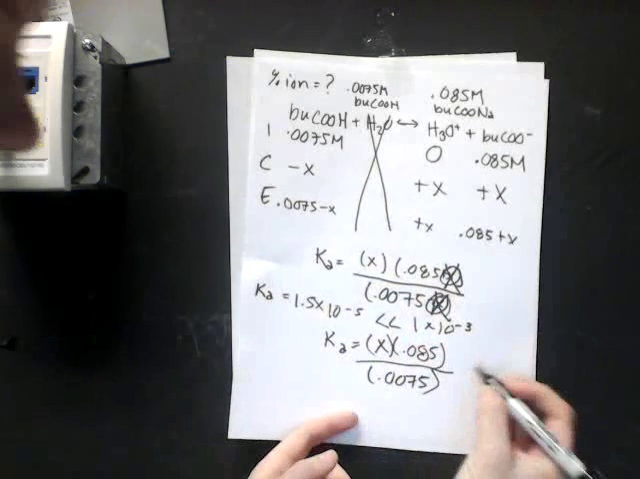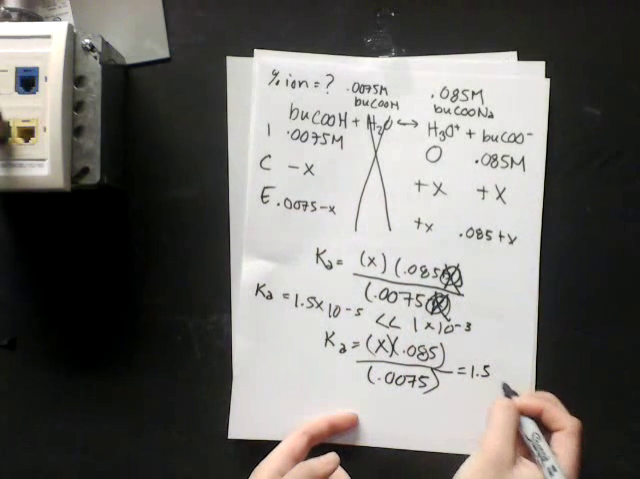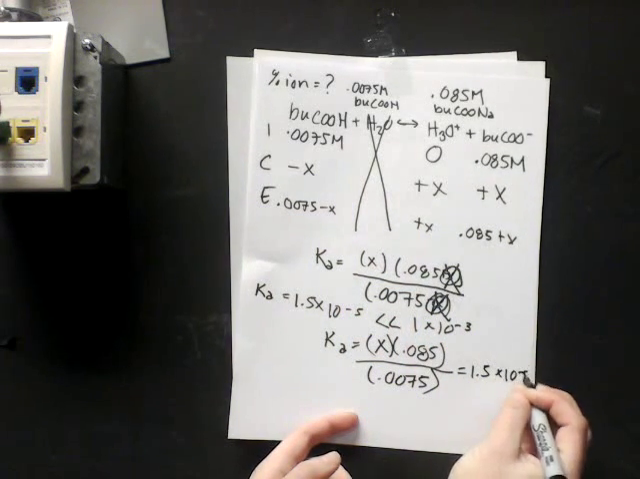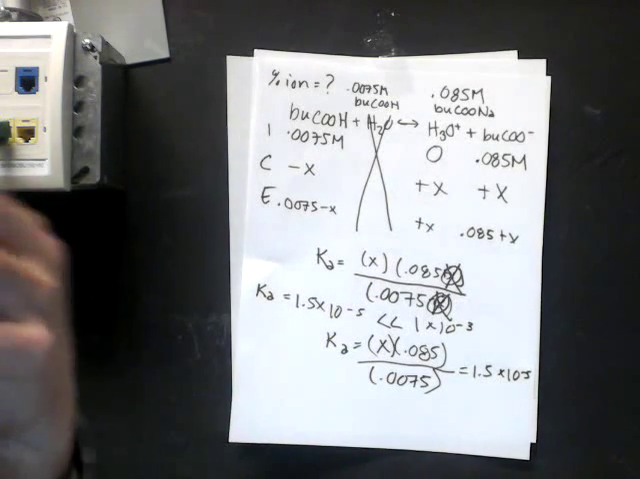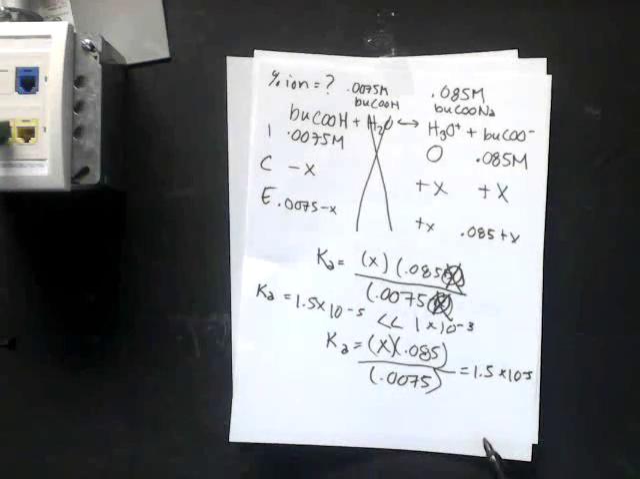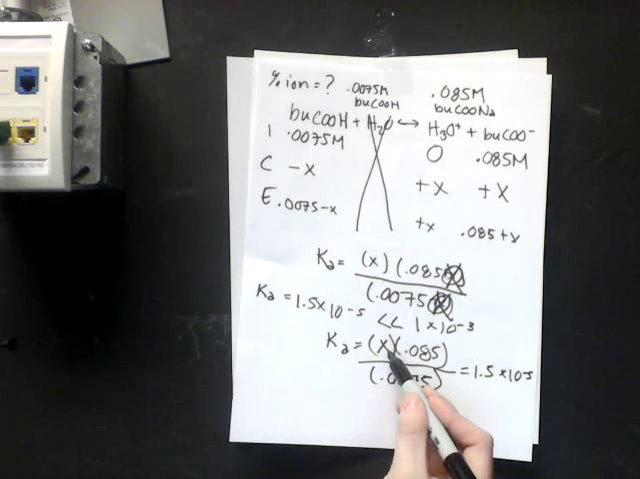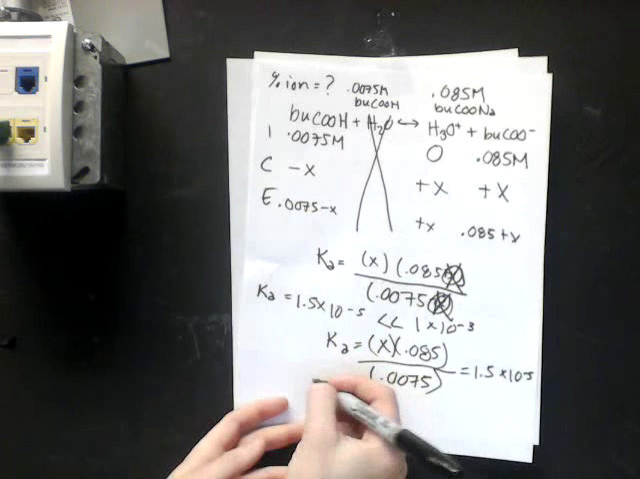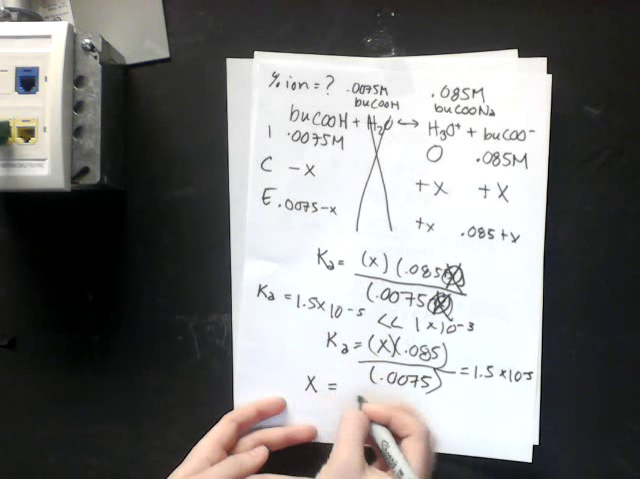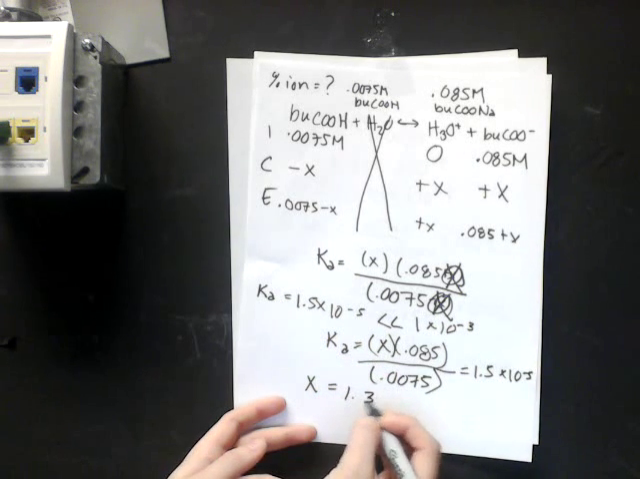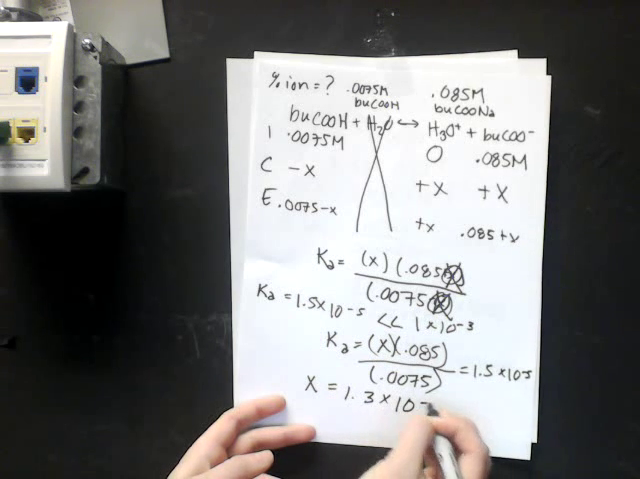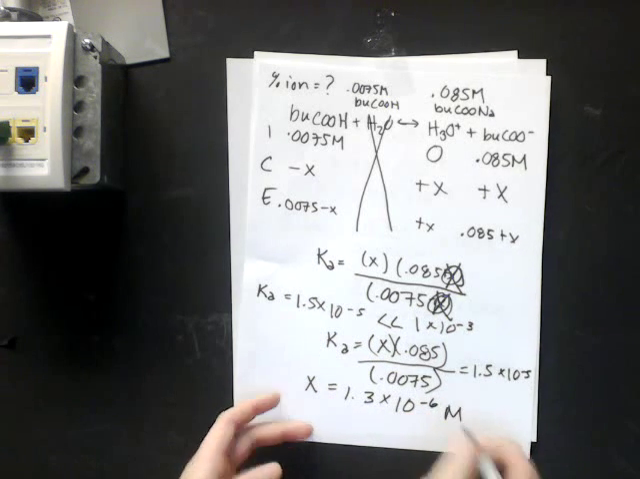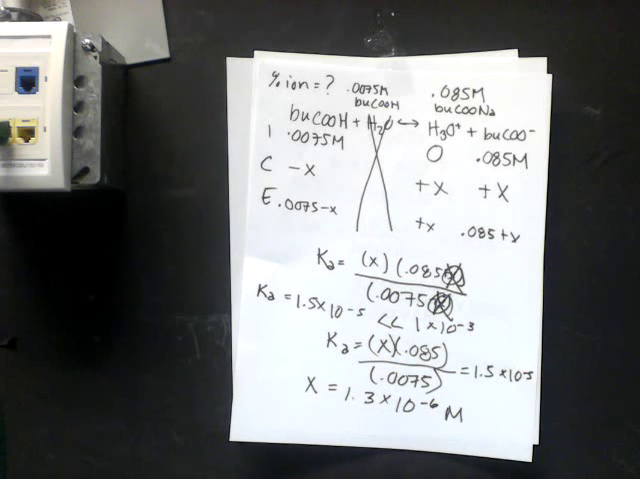And of course the Ka is equal to 1.5 times 10 to the negative 5. So again, I can solve this really easily. Get x by itself. Okay? X by itself means, once I solve for it all, 1.3 times 10 to the negative 6 molar, right? And again, this is asking for percent ionization.